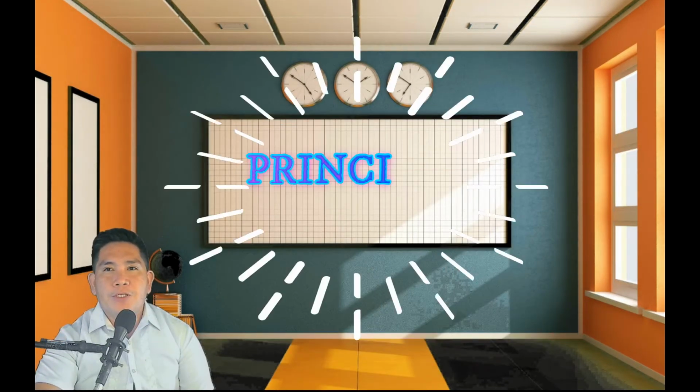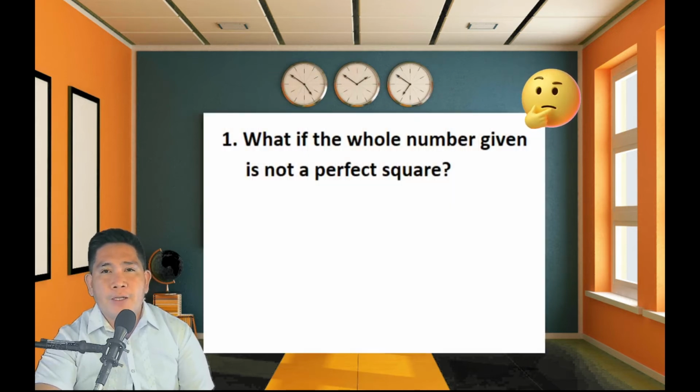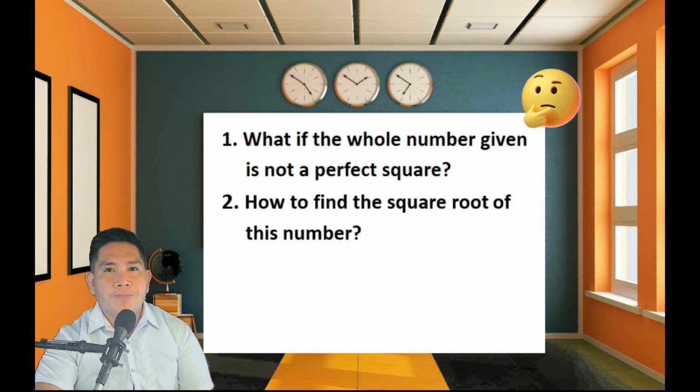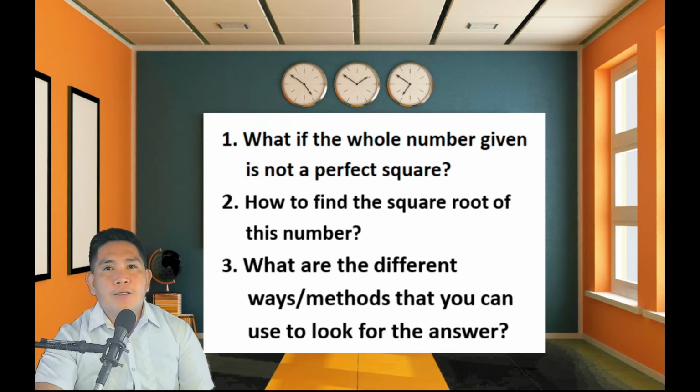You have learned principal roots and irrational numbers in the previous module, and you already know how to evaluate square roots that are perfect squares. But what if the whole number given is not a perfect square? How do you find the square root of this number? What are the different ways or methods that you can use to look for the answer? These are some of the questions which you can answer once you understand the key concepts of estimating square roots of a whole number to the nearest hundredths.